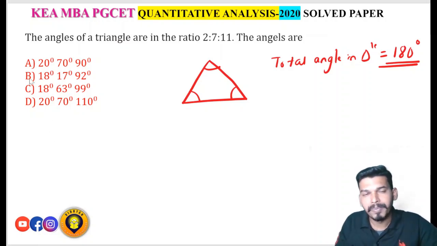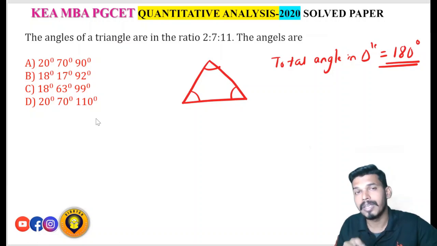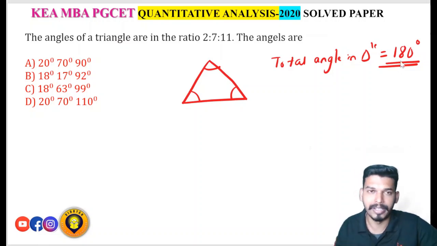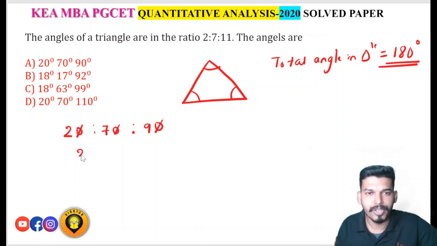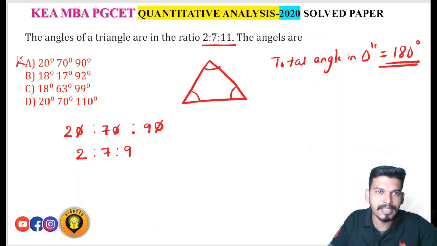Now you have to see the angles which are in the ratio 2:7:11, and along with that you should also keep in mind that the total angle should sum up to 180 degrees. First, eliminate through the options according to the ratio. Like for example option A, when you see it is 20, 70 and 90. Now what is the ratio? Common zeros you have to remove. Zero, zero, zero you can cancel, so the final ratio is 2:7:9. But this is wrong because the required ratio should be 2:7:11. So option A is wrong.